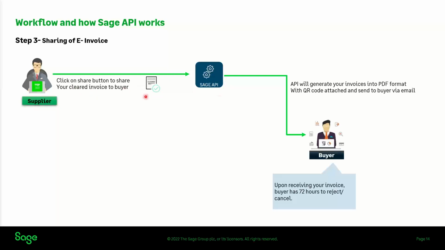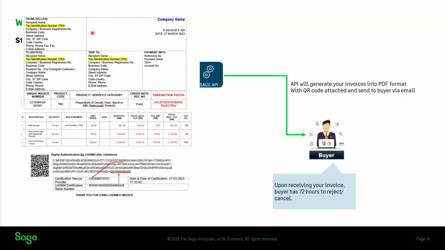After you click on the share button, the API itself will generate your invoice into PDF format with a QR code attached and send it to the buyer via email. Why do we need to generate your invoice into PDF format? This is according to LHDN. Why do we need to attach a QR code? This report format is actually coming from LHDN.